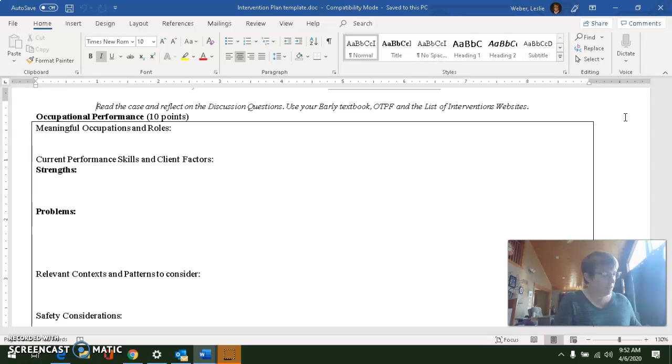So on page 447, I thought this box 14.1 was helpful in terms of listing the steps and getting your thinking process going through this process of clinical reasoning and intervention planning. So review that, use that as a guide when you're working on these assignments.